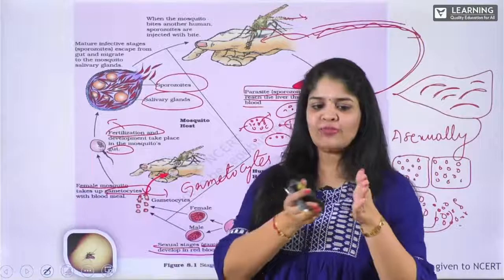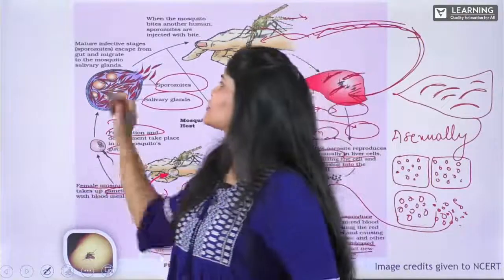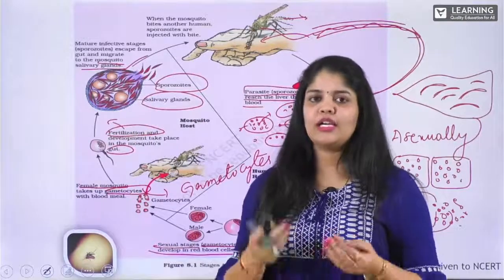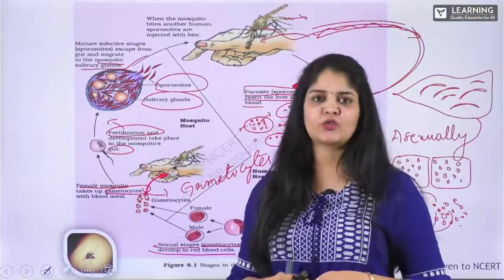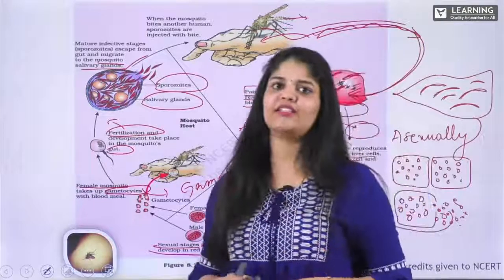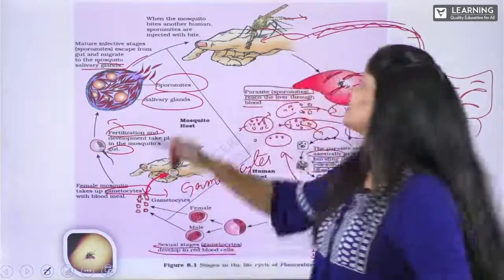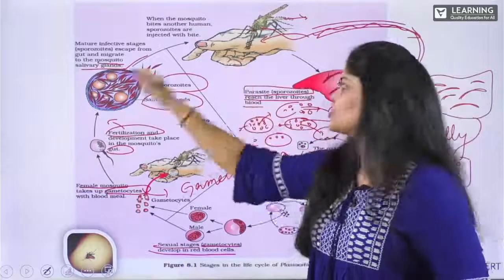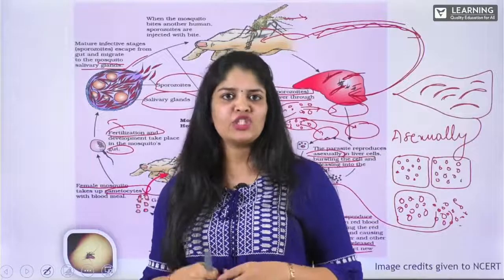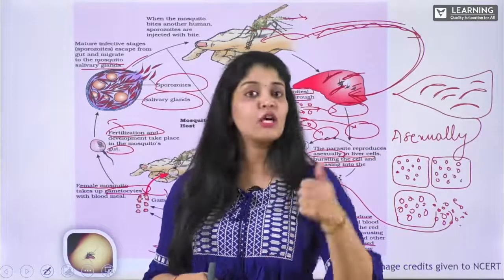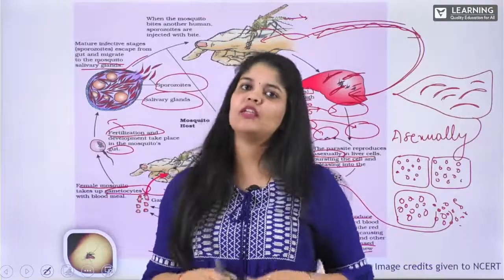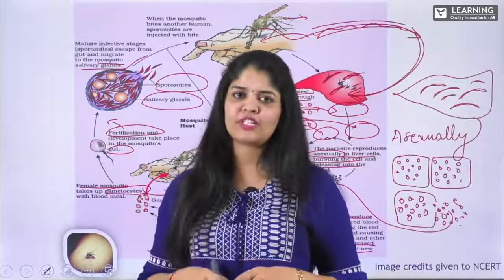Sporozoites escape from the gut, migrate and reach the mosquito's salivary gland. So in the mosquito's salivary gland, we do find the presence of sporozoites. Now, when this sporozoite-containing mosquito bites a healthy person, he is going to be infected. So this is the complete life cycle of Plasmodium. Here, we have discussed how both host organisms, the human being as well as the mosquito, are involved in completing this life cycle of Plasmodium.